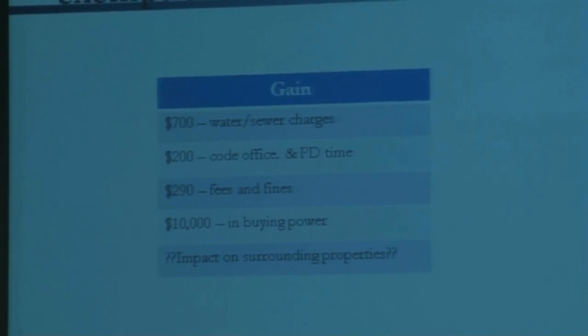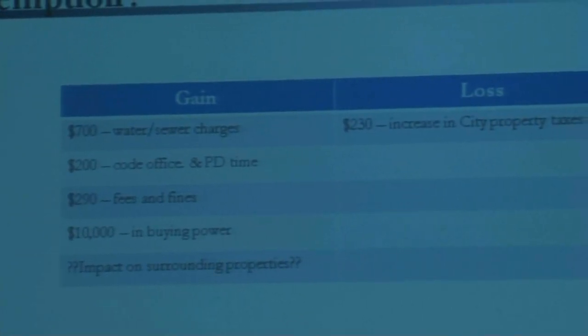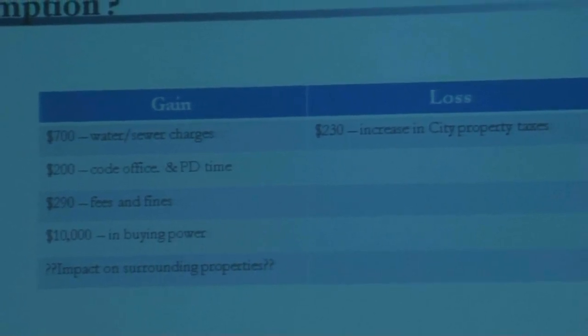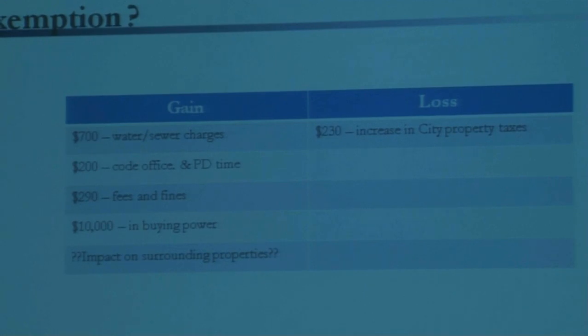So what's the loss? Because we're all paying that. We're all paying for that abatement. So what is that costing us? It's costing you $230 in city taxes a year on an abatement of $25,000. So for $230 a year, you could get this back. Okay? That's the hypothetical of gap financing from a residential component.